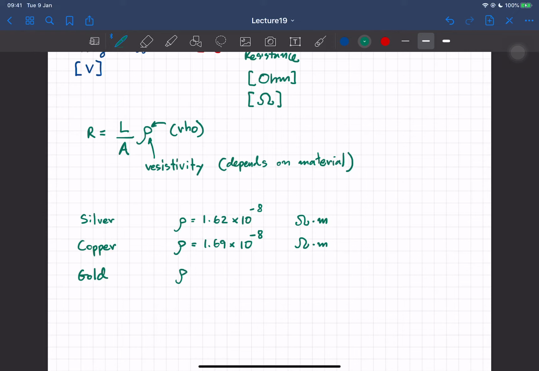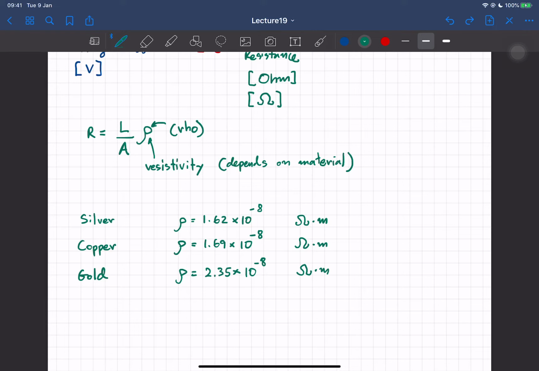I don't need to tell you how expensive gold is, but some connectors like an audio jack are plated with gold, and it's plated with gold not because it increases the conductivity, because you can see that the resistivity is actually higher than copper, so it's actually worse as a conductor compared to copper, which is, I don't know, 10 times or 20 times cheaper. So why do we plate gold at the connector?